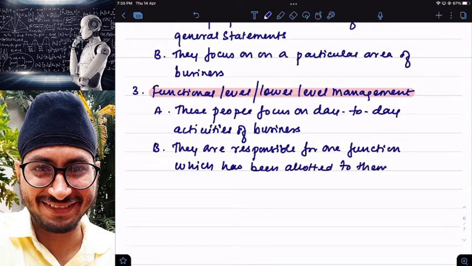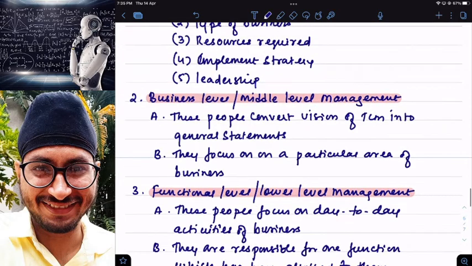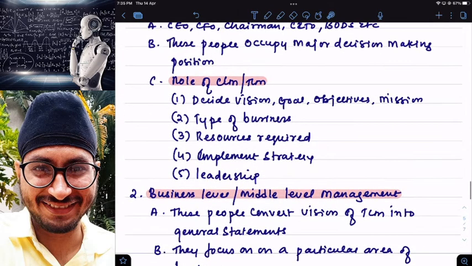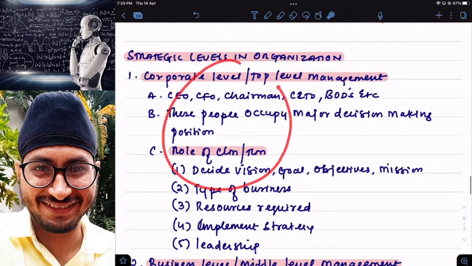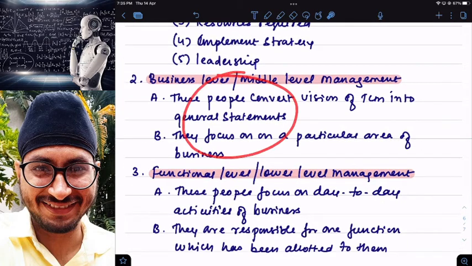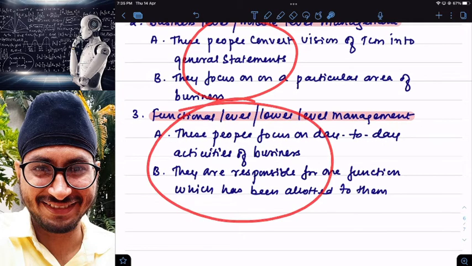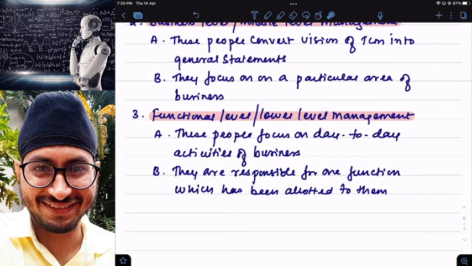They will not do any work other than what work is assigned to them. Simple. They are least bothered about anything else. Clear? So everything, who will take care? Top level management. One activity, middle level management. In that one activity, one function, who will take care of it? Functional level management. I hope you understood the difference between top level, middle level and lower level management. I hope the concept is clear. Does anyone have any doubts in levels of management?